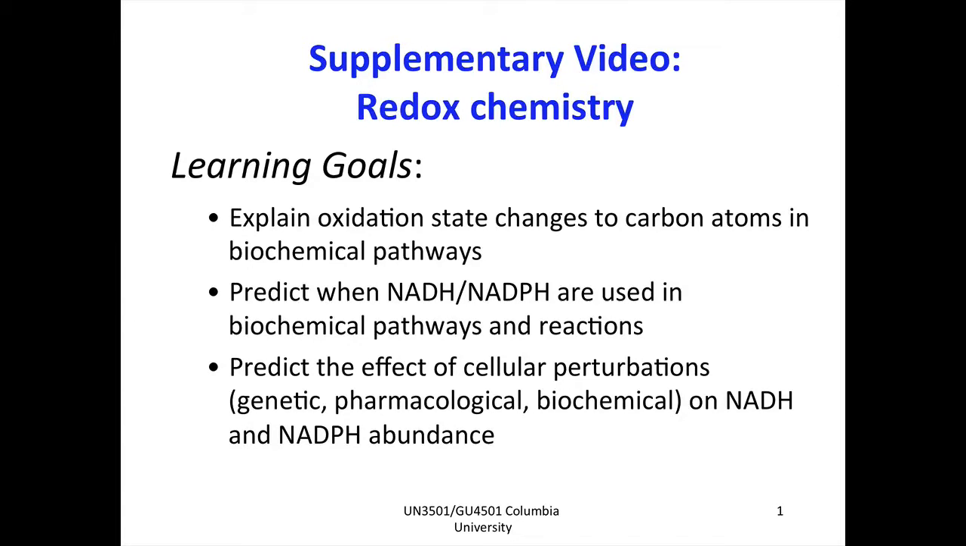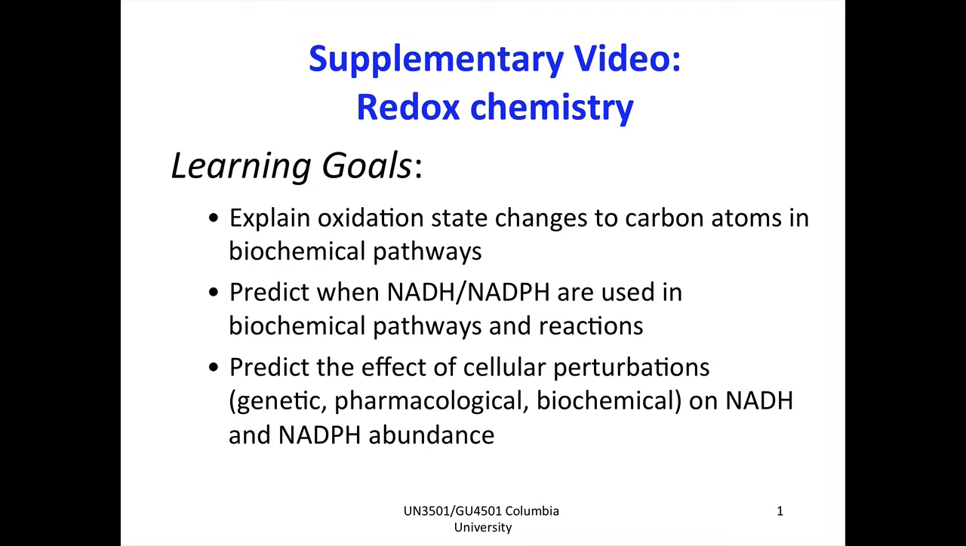Okay, in this video we're going to learn about redox chemistry. Specifically, here are our three goals. We want to be able to explain the oxidation state changes to carbon atoms that happen during biochemical pathways. We want to be able to predict when NADH and NADPH are used and how they're biosynthesized. And then we want to be able to predict the effects of cellular perturbations on NADH and NADPH abundance.